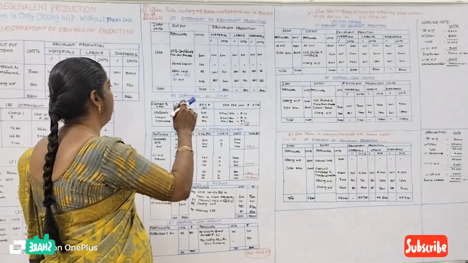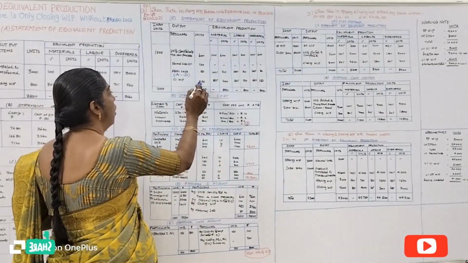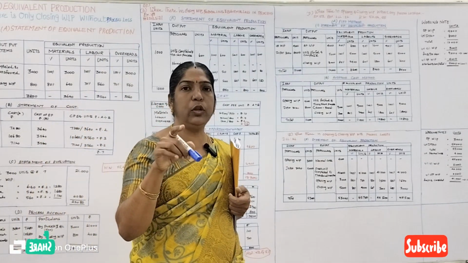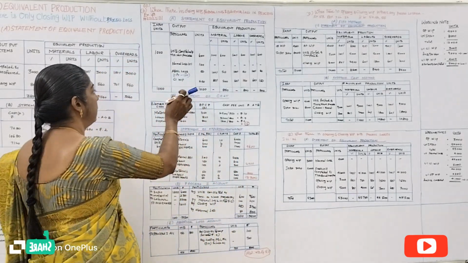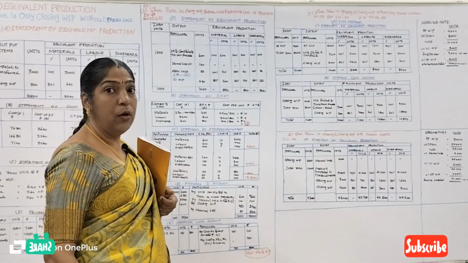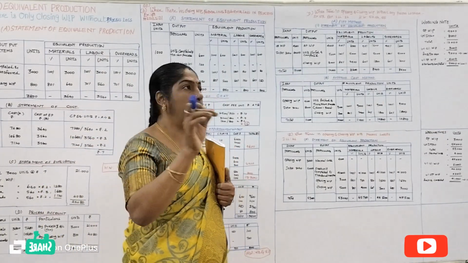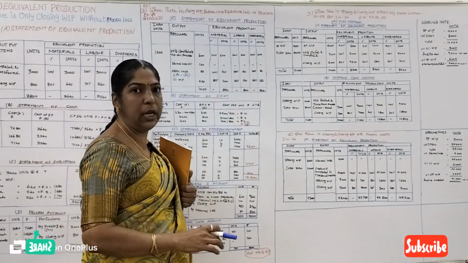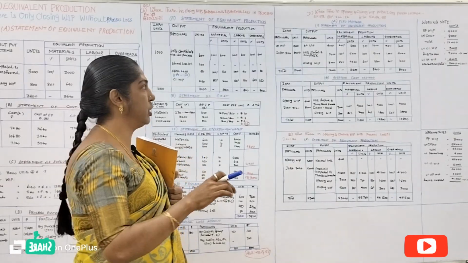Got it? Let's come to closing work in progress. How much have they given? 250 units closing. At the end of January we have 250 units incomplete. That is called closing work in progress, 250 units. What is the current degree of completion they have given? For material 80% and for labor and overhead 60%. That is the current value of degree of completion.